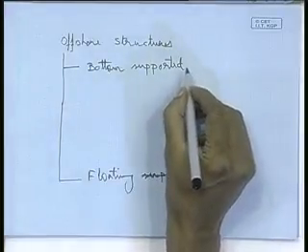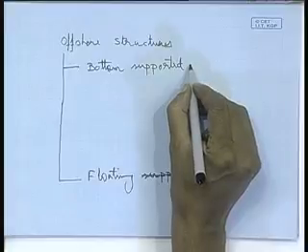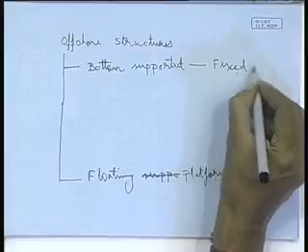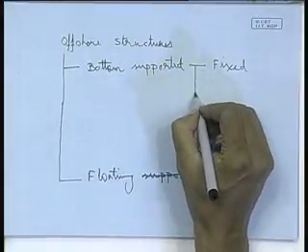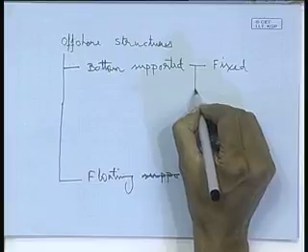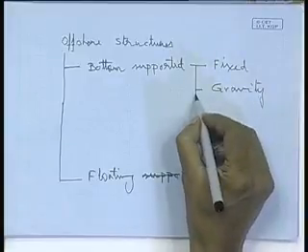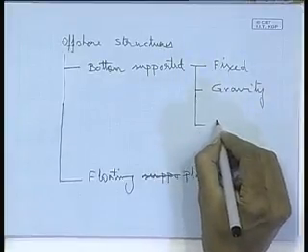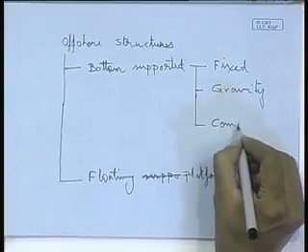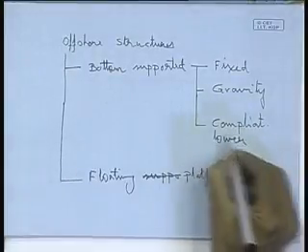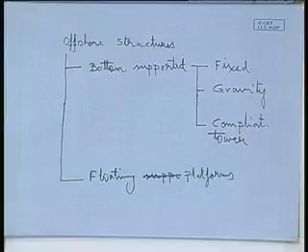Of these bottom supported, we had various types. They are referred to as fixed platform, another one is gravity platform, and there is another type which is referred to as compliant tower. Fixed, gravity and compliant tower.